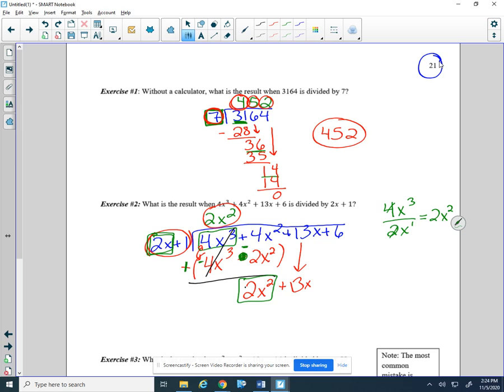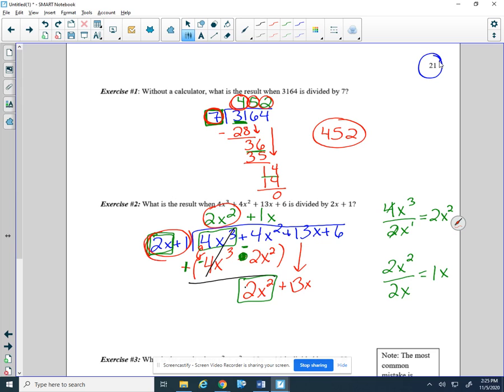If I need to, I can write that on the side. 2x squared divided by 2x is going to be a 1x, or just x. I'm going to write 1x for now just because I think that makes it a little easier. So it's positive 1x. We actually can get negatives here, which never happens with regular long division. So now I'm onto my multiplication step.